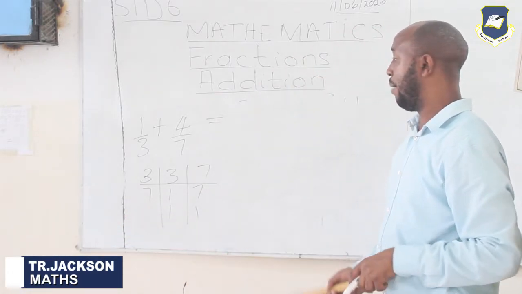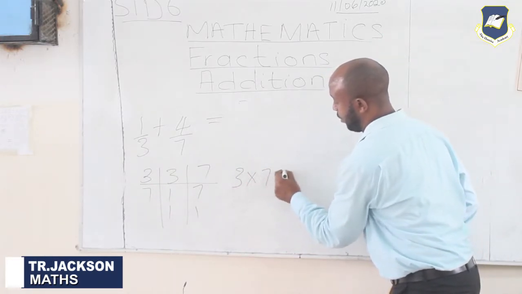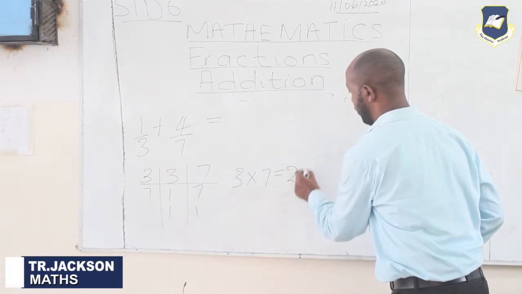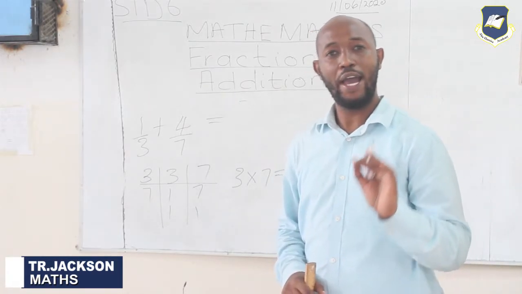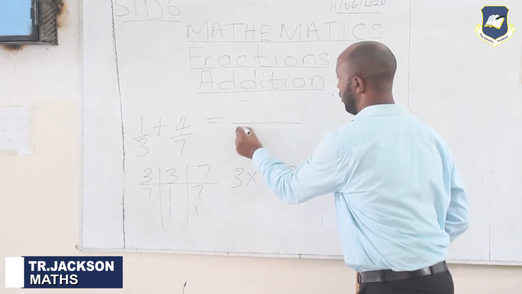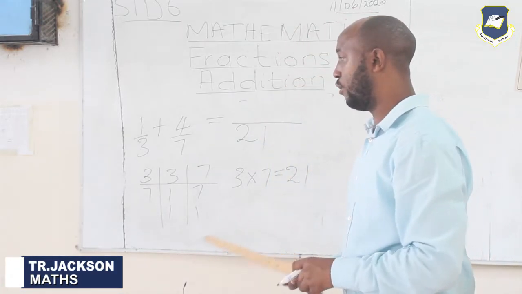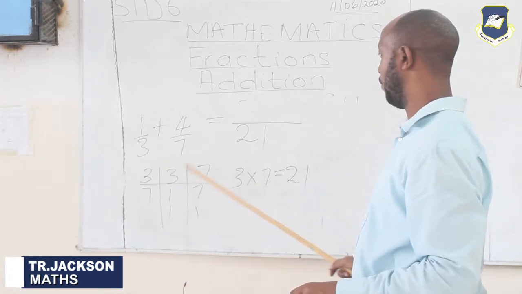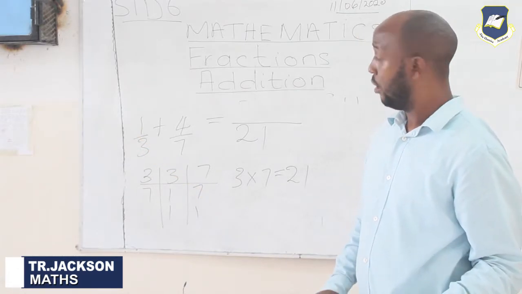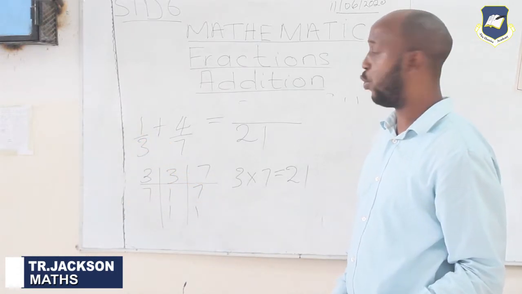We multiply the numbers on our left side, which are 3 and 7. 3 times 7 is 21. That means our LCM is 21. Draw a line, write 21. We use the LCM to divide the denominator, which is 3. Therefore, 21 divided by 3 is 7. Multiply the 7 with the numerator, which is 1. 7 times 1 is 7.